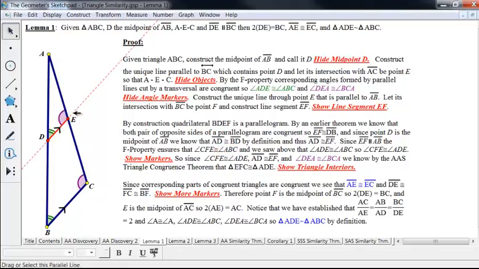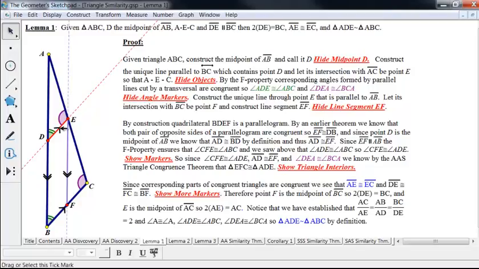Now what we're going to do is take point E and make another line, a unique parallel to this line. So we're going to make us a little parallelogram here. Okay, and so let's make that line, the unique line through E parallel to line AB, and we're going to label its intersection with BC as the point F.